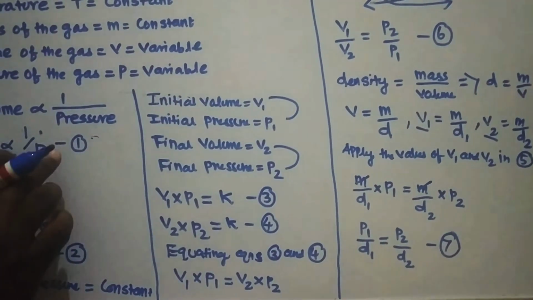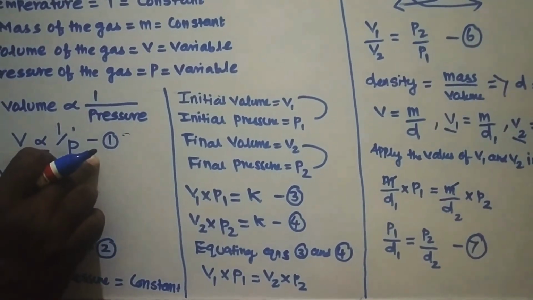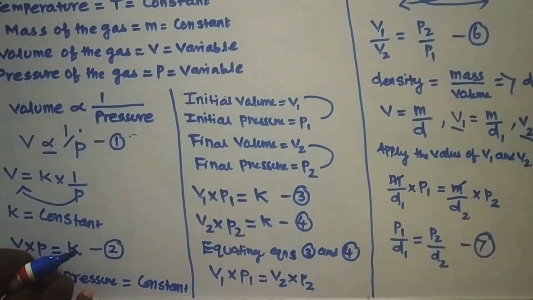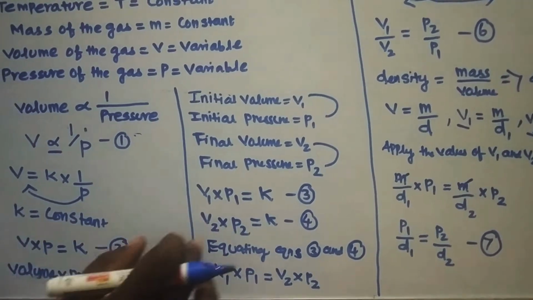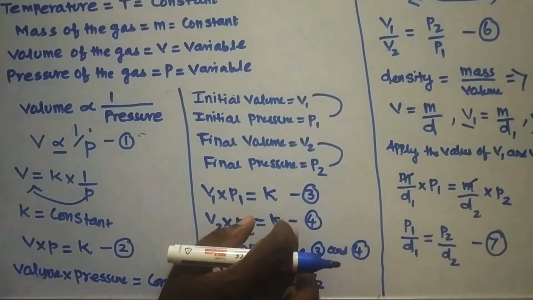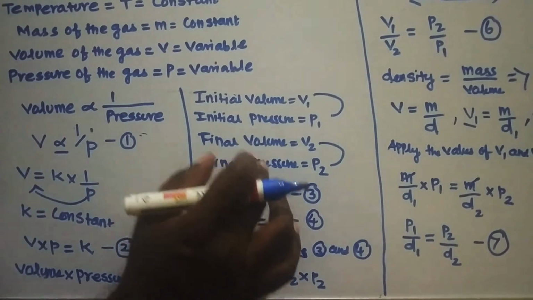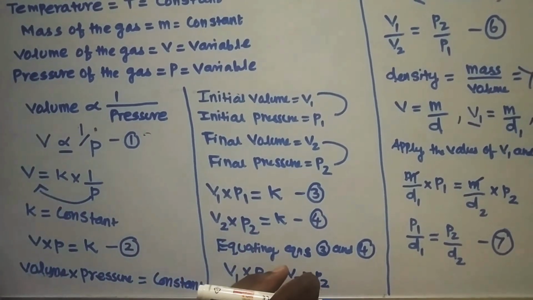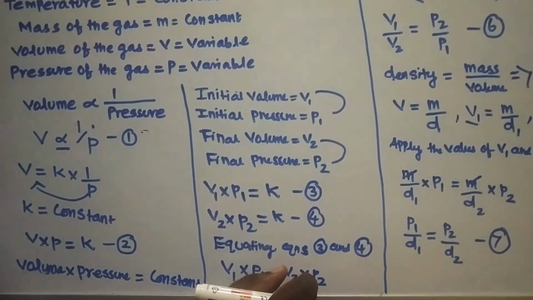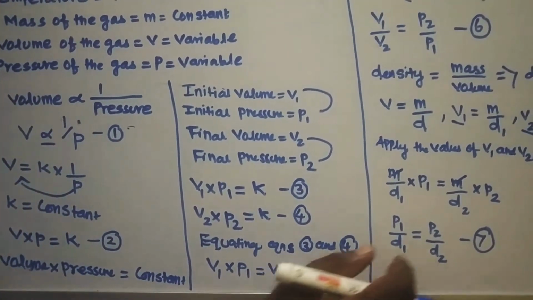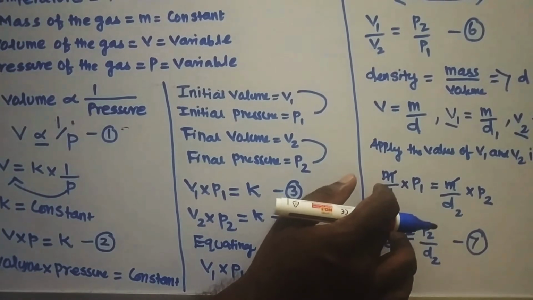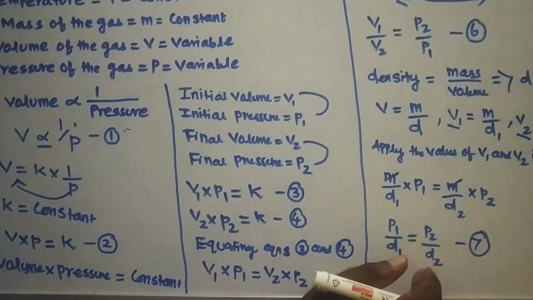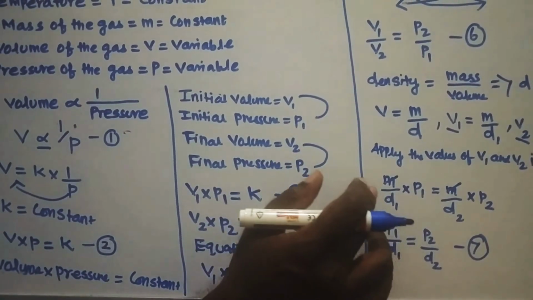Now we consider the first equation. In equations 1 and 2, volume and pressure of the gases are related. In equations 3 and 4, different volumes and different pressures are equated, that is V1 into P1 equals V2 into P2. Then in equation number 7, the pressure and density of the gases are also equated. So this is a very important law.